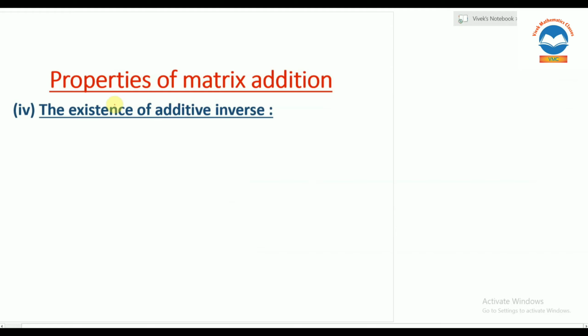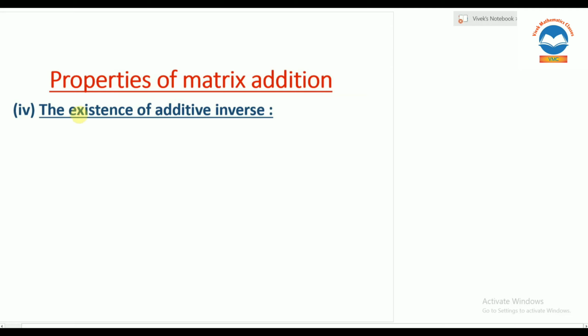Next property is the existence of additive inverse. How will additive inverse exist? Same thing here also, we will take one matrix Aij. So what will be additive inverse of this? It means in this A matrix, what should we add so that you will get additive identity? Additive identity means what? 0. So in this A matrix, what should we add so that you will get 0 matrix? What do you have to add? You have to add minus of this A.